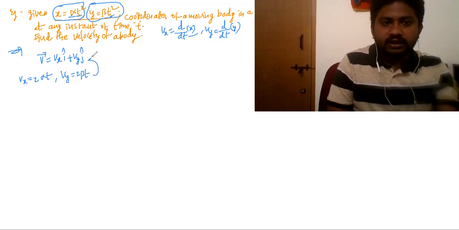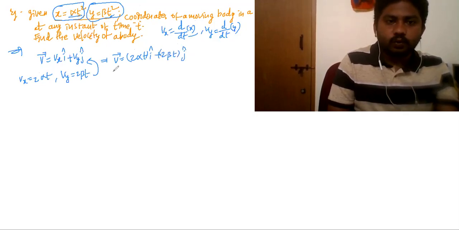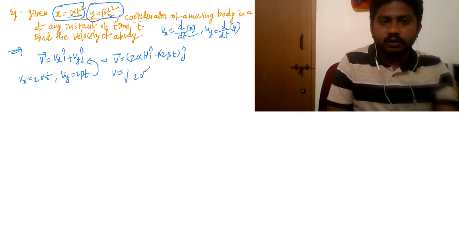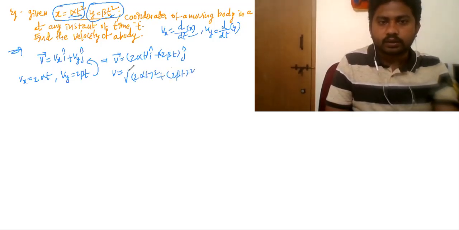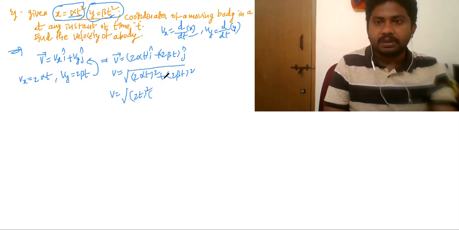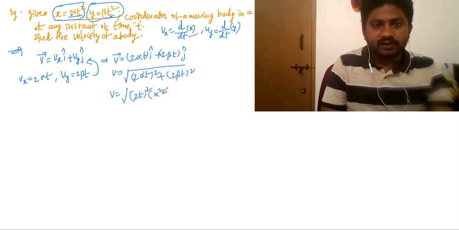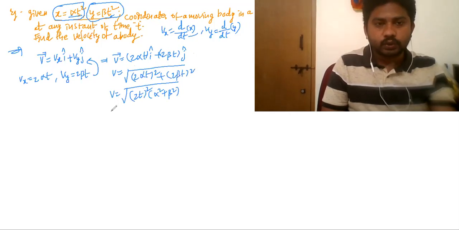So if you write these in, you get V bar is equal to 2 alpha t i cap plus 2 beta t j cap. If you want the magnitude of the velocity, it will be the square root of (2 alpha t) whole square plus (2 beta t) whole square. Inside the square root, if I take 2t square common, this will be alpha square plus beta square. Taking 2t out, it is 2t square root of alpha square plus beta square. So that's it. This is my answer.